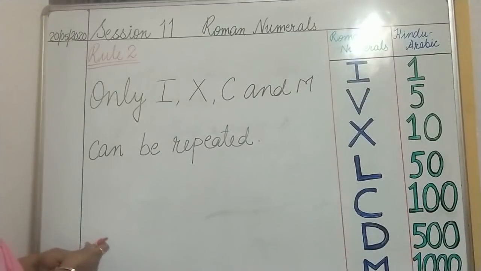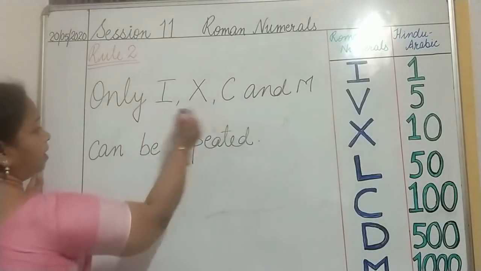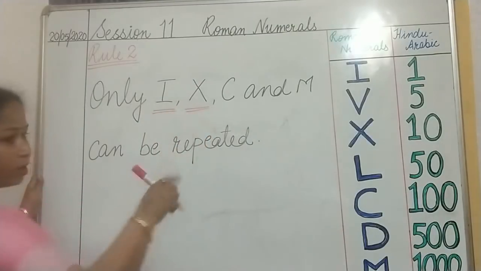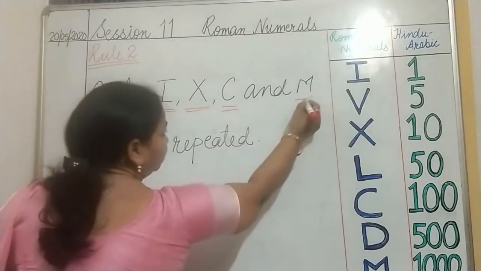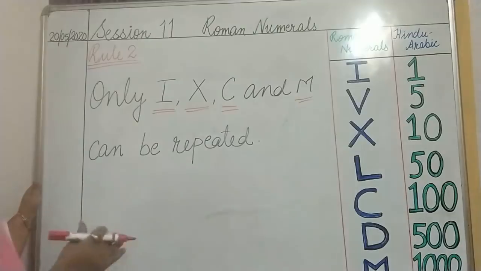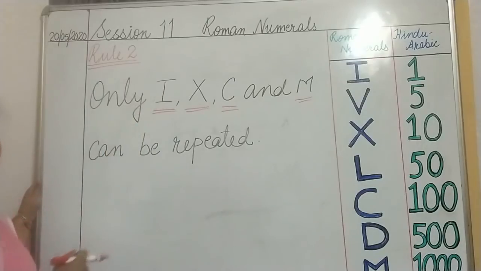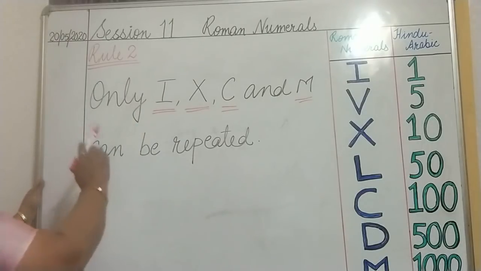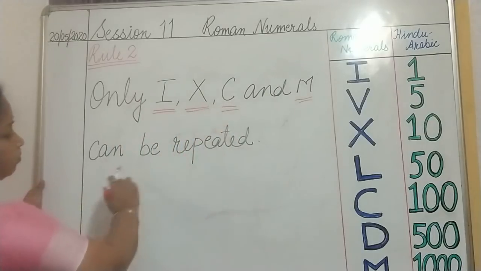This is rule 2, which says that only I, X, C and M, just now I have shown you when I was explaining rule 1. Rule 1 said that some symbols we can repeat a maximum of 3 times. A single time, these are the original values. When we repeat it, the value increases, isn't it? So the first rule has helped us reach rule number 2, where it is said that only I, X, C and M can be repeated.